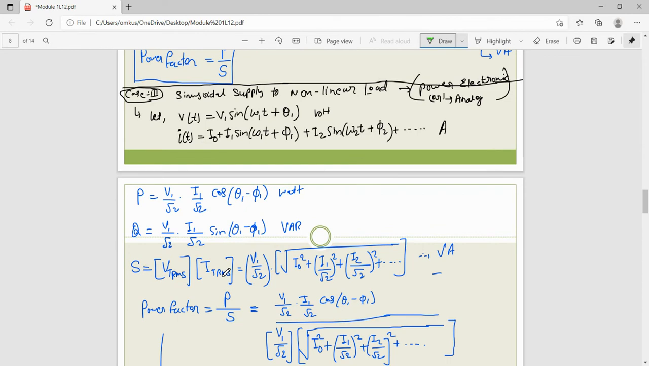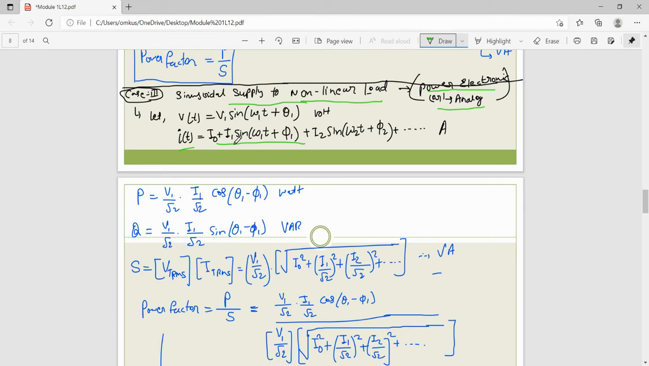The third case is sinusoidal supply to the non-linear load. Such types of waveform are generally found in electronic circuits, or you can say analog circuits. In that we have a voltage waveform with only one frequency, but we get the current in different kinds of frequencies, right? Or you can say there are harmonics present. So depending on that, you will get a different waveform for this current.